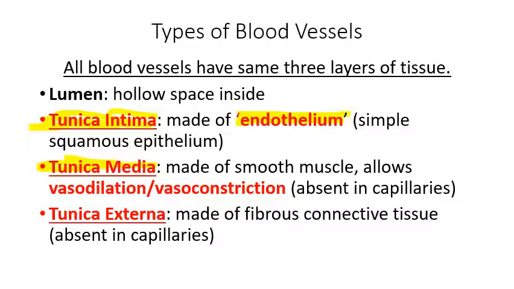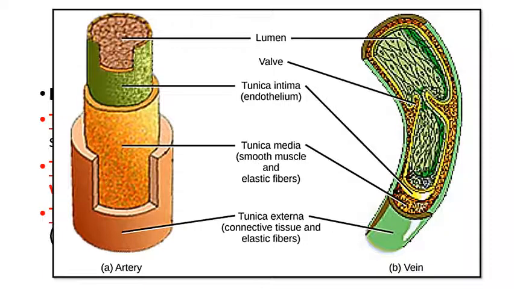And that's responsible for vasoconstriction and vasodilation. And then the outer layer is the tunica externa, which literally translates as the outer shirt, or the coat on the outside, and is made of fibrous connective tissue. That layer is absent in capillaries, right? So we have the tunica intima, tunica media, and tunica externa going from inside to outside. Once again, here's the tunica externa on the outside, tunica media in the middle, and tunica intima on the inside.